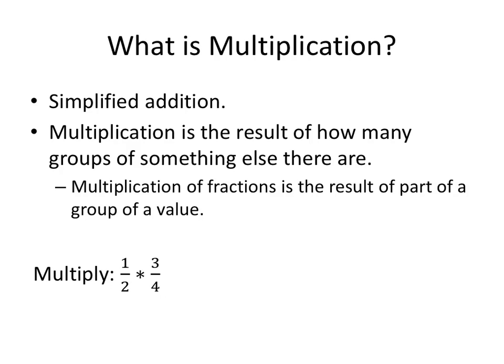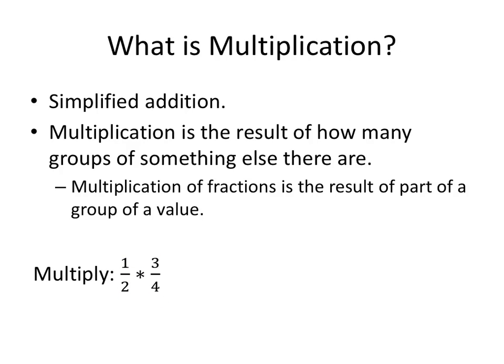So multiplication is just simplified addition, right? Now, it would be kind of difficult to demonstrate that with multiplication of fractions. So that's what it is. It's just kind of hard to show with fractions. So if we said multiplication is the result of how many groups of something else there are, that makes more sense with the multiplication, because in this specific example, right, I got half of 3/4.